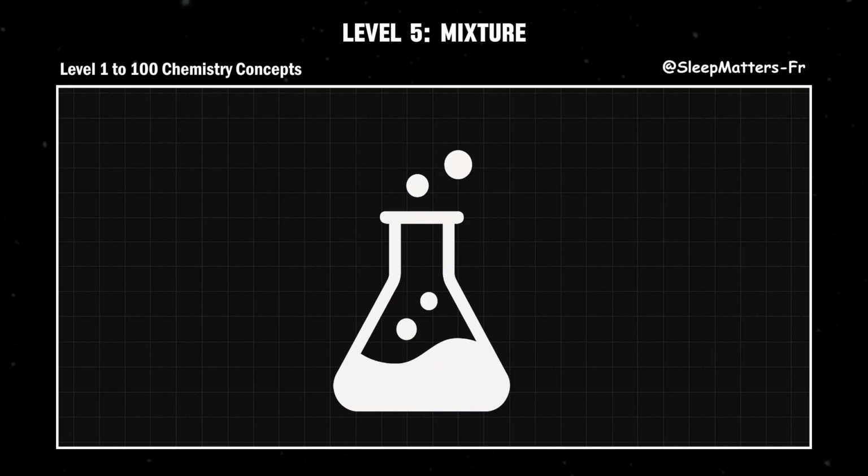Mixtures can be separated. You can evaporate water to get salt back. You can use a magnet to separate iron from sand. Mixtures are everywhere, but they do not change the substances that make them. They are combinations, not creations. A mixture is not a transformation. It is a temporary gathering, a dance of particles that can always be separated.